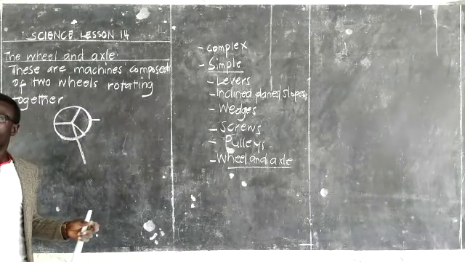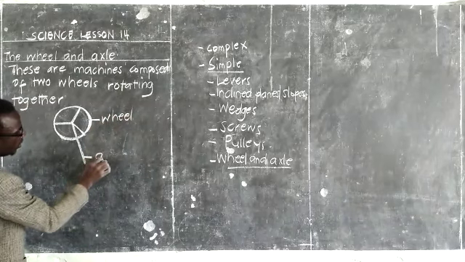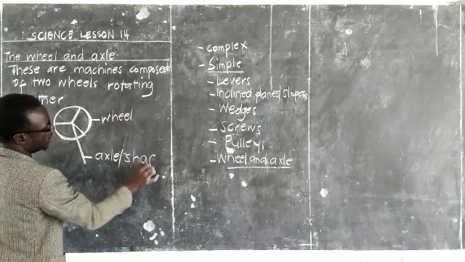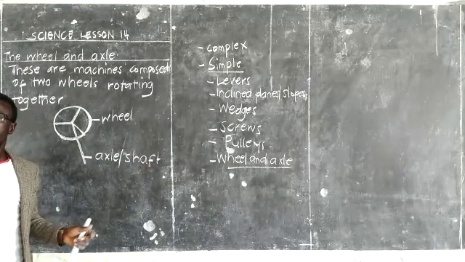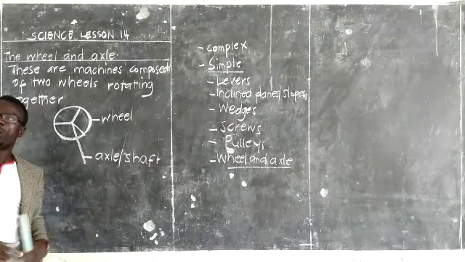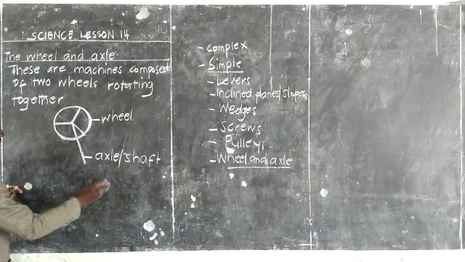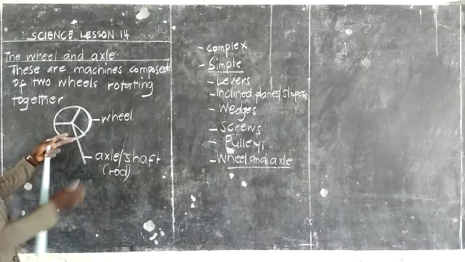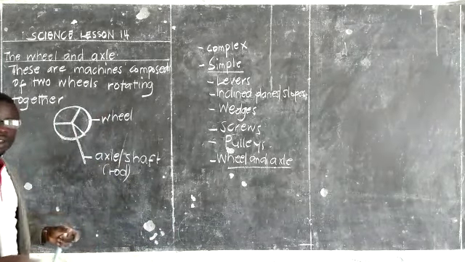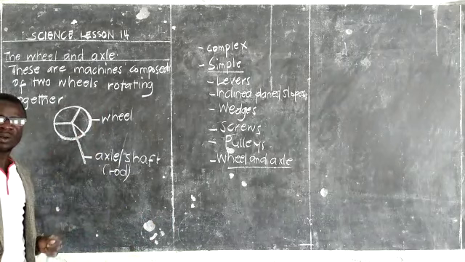This is the wheel. Then here we have the axle. The axle is also known as the shaft. An axle is defined as a rod on which a wheel turns. And this axle is actually a rod on which this wheel turns. So if a driver wants to drive a vehicle, he controls the movement using this steering wheel.